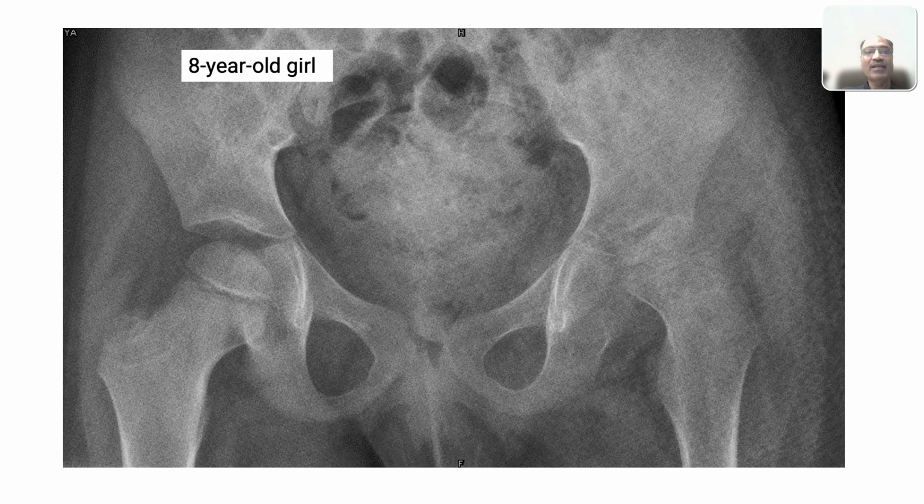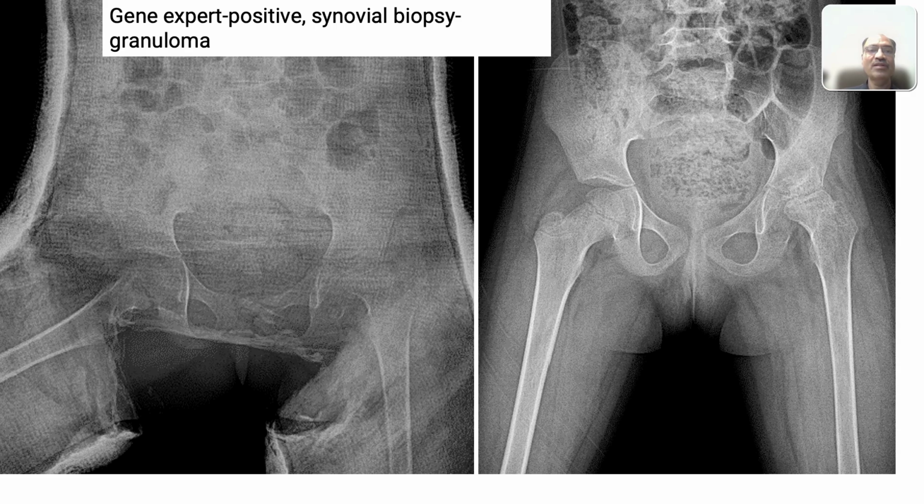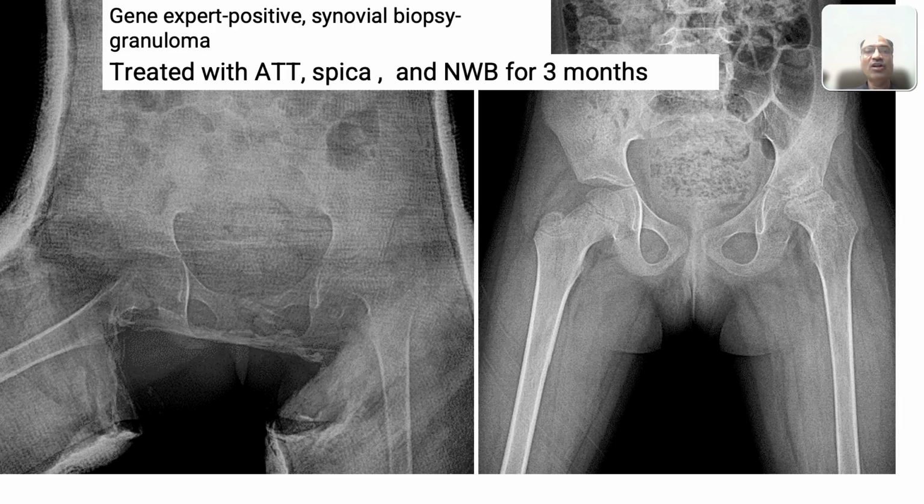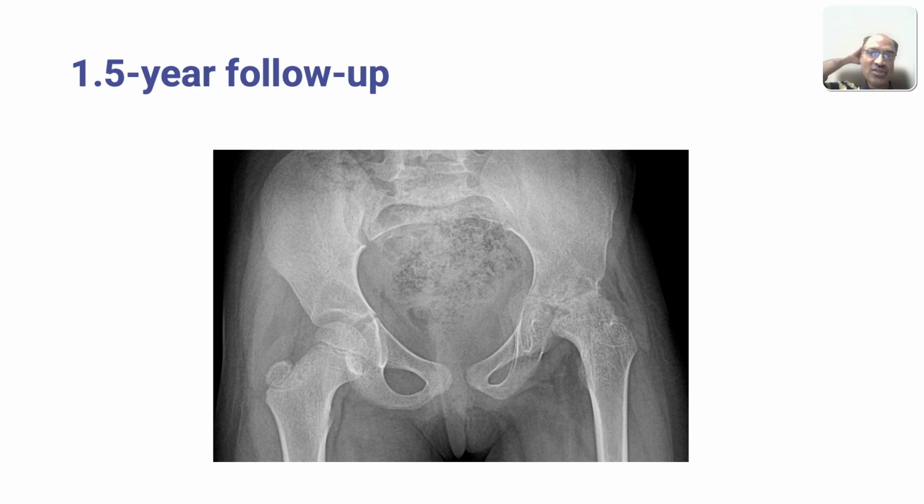Next slide. This is an example of an 8-year-old child with subluxation who presented with early arthritis. Next slide. The initial aspiration GeneXpert was positive, and the child was immobilized in a spica. Next slide. The child got anti-tuberculosis drugs for 1 year, non-weight bearing for 3 months. Next slide. At 1.5 years follow-up the movement is restricted. The child has a sound ankylosis.